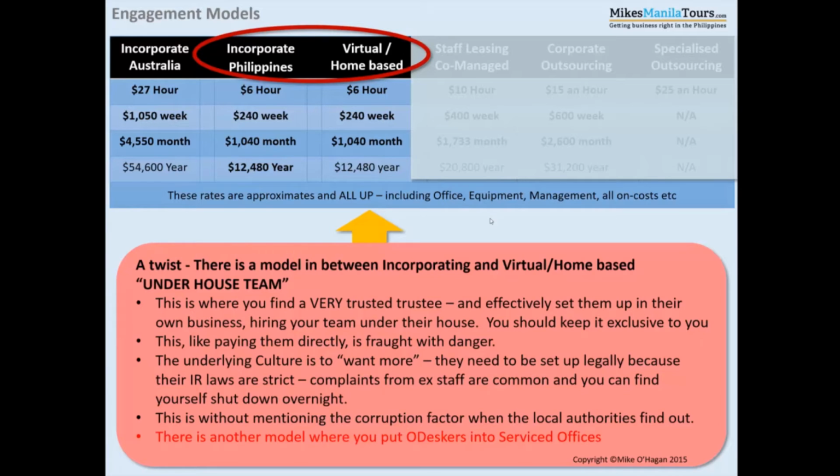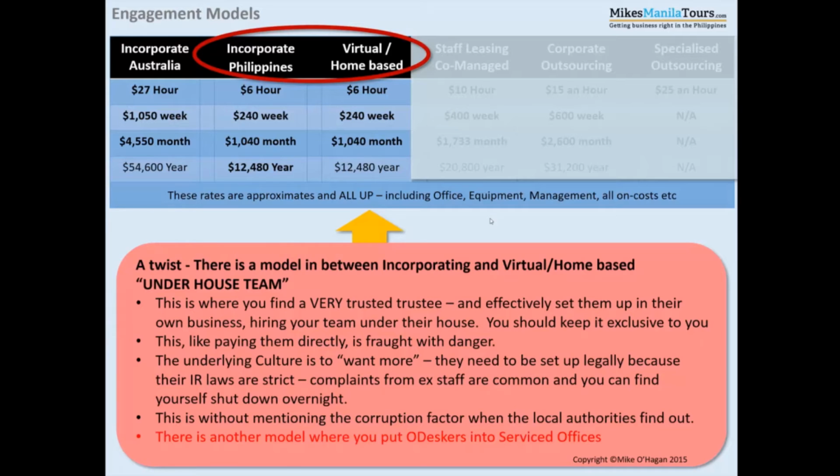But listen, this, like paying them directly, is fraught with danger. Every country in the world has legislation that requires employers to be registered. It is the basis of collecting tax. And when they find unregistered employers, every country in the world reacts very, very aggressively to that.